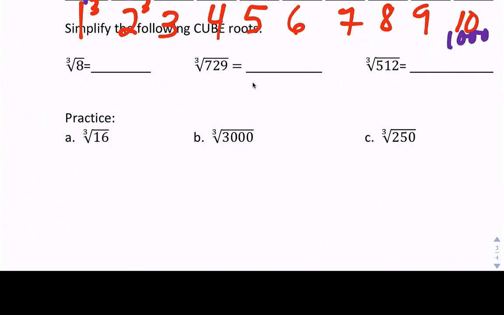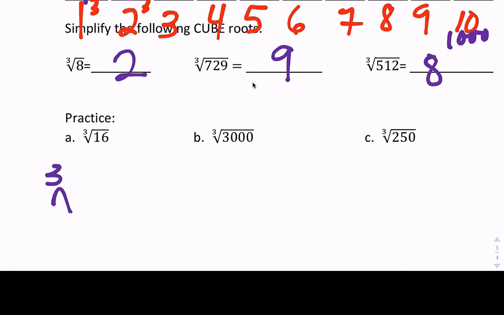All right, so in our calculator we can type in cube root of 8, and we would get 2. The cube root of 729 is 9. The cube root of 512 is 8. So those are perfect cubes. If you type them in, you get a whole number. But what if it's not a perfect cube? So we're going to do the same thing. Pull out the biggest cube.